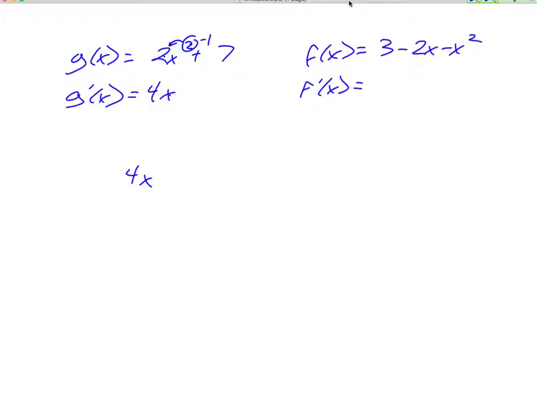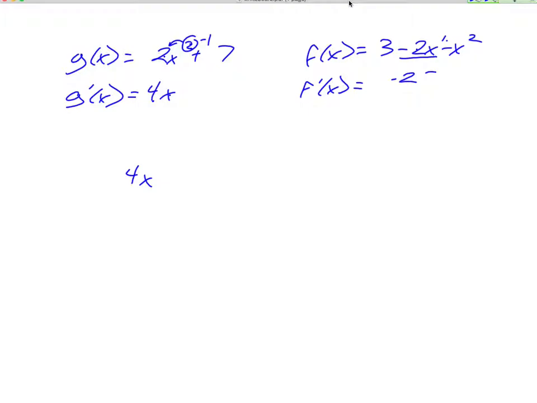Okay, so what happens to the 3 on that one? It cancels, so the 3 goes away. What is my exponent on this first x? 1. So I do 1 times negative 2, which is negative 2. Then what do I do with the 1? You subtract 1. So what's 1 minus 1? 0. What is x to the 0 power? 1. So we end up with just negative 2 when I take the derivative of this piece.